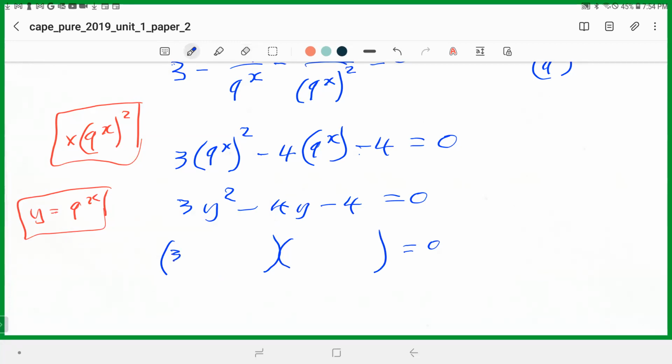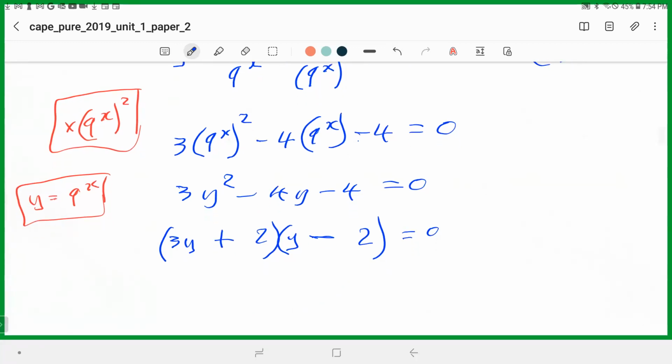It becomes 3y and y. And then for the 4 right there, we need 2 and 2. Why? Because 3 times 2 is 6, and 6 minus 2 gives me 4. See that? So this tells me that the two signs in the brackets are different: one plus and one minus. The larger product, 6, gets the minus sign, and the smaller product, 2, gets the plus sign.